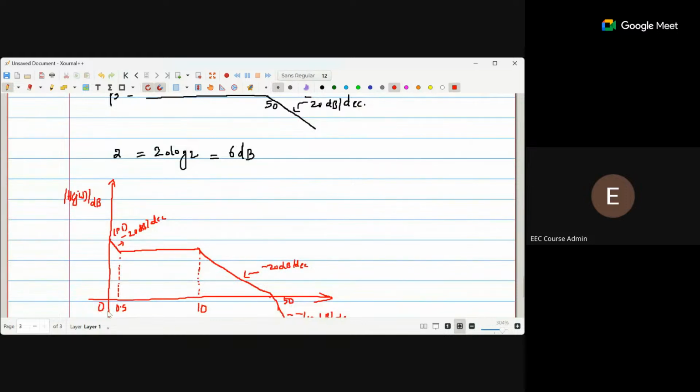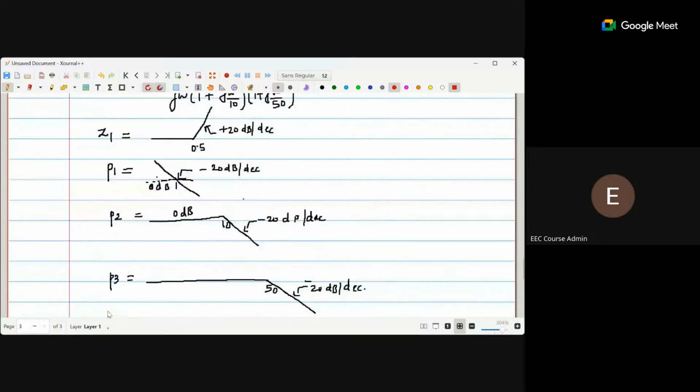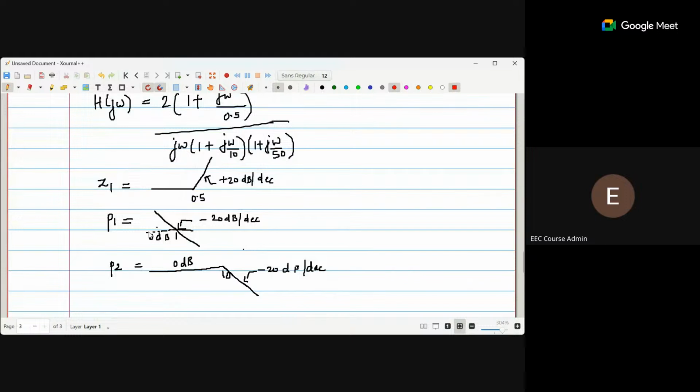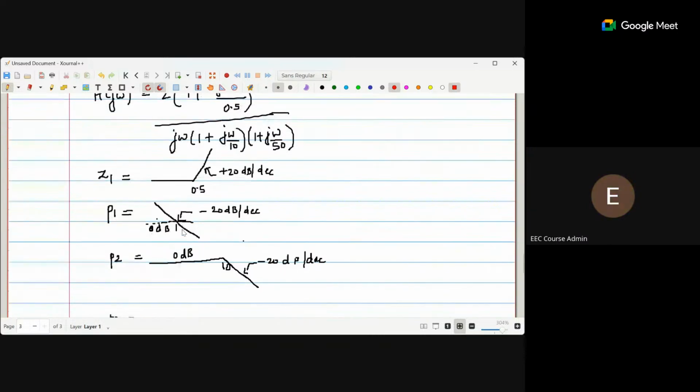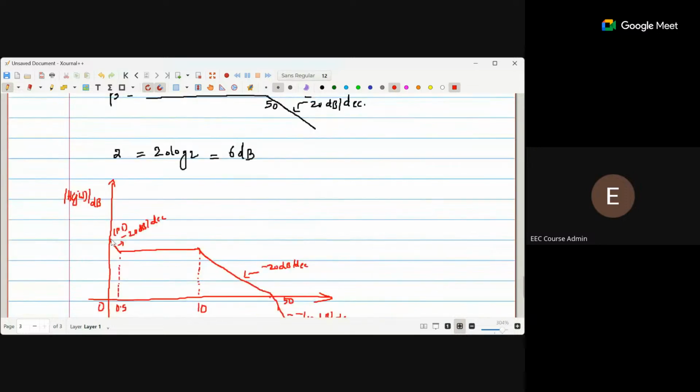So from 0 to 0.5, because of the influence of P1, it will be a negative slope of minus 20 dB per decade. Okay, so that is drawn here up till 0.5. Because of the influence of P1, it is minus 20 dB per decade.